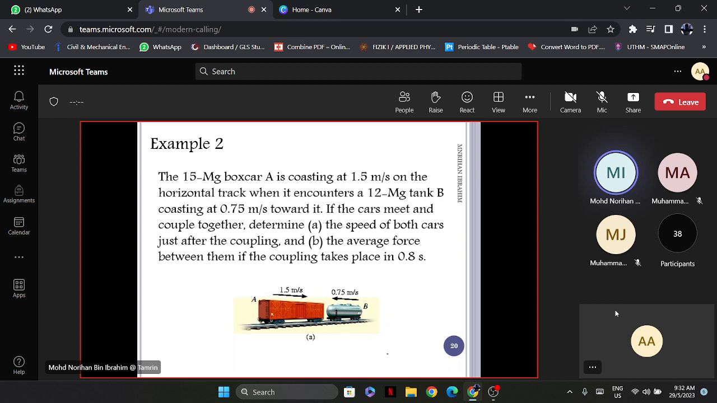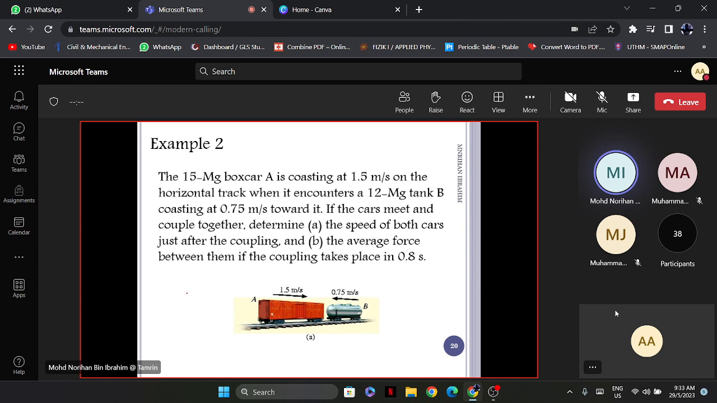Okay, we have example two, 15. The 15 megagram box car A is coasting at 1.5 meter per second on the horizontal track when it encounters a 12 megagram tank B coasting at 0.75 meter per second toward it. If the cars meet and couple together, determine A, the speed of both cars just after coupling, and B, the average force between them if coupling takes place in 0.8 seconds.